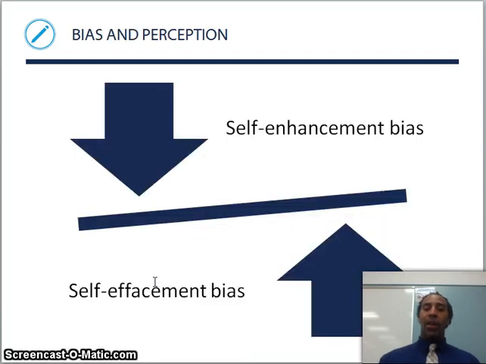Self-enhancement bias and self-effacement bias. Just an interesting point I want to point out on that. Some people will swear up and down that luck, luck of the draw, had nothing to do with their success at all. But that's definitely not true. In most instances, you have some type of luck or some type of break that was given to you, right?